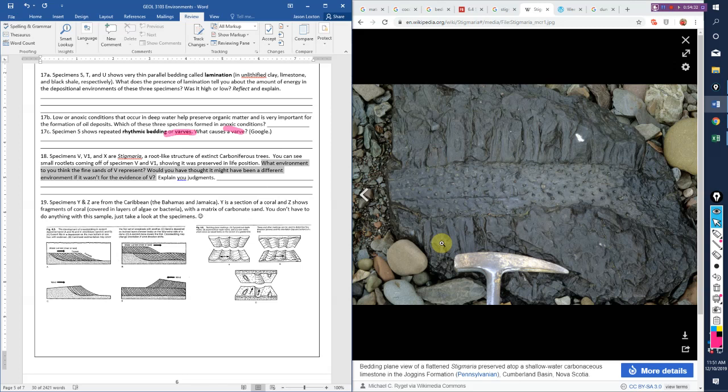When we're doing interpretations, we have to use all of the information we have. When we're doing facies analysis, we're trying to figure out the totality of all of the characteristics, and those are going to be lithological: sedimentary size, particle size, material type.